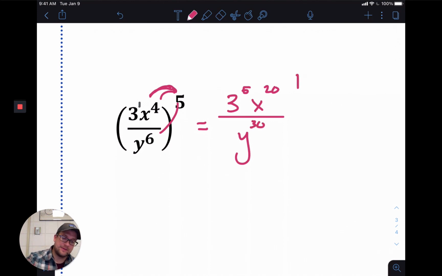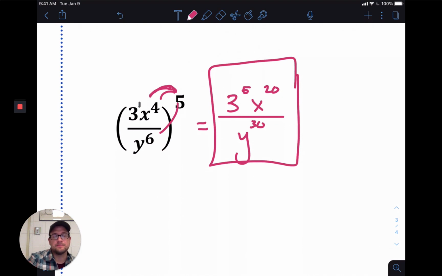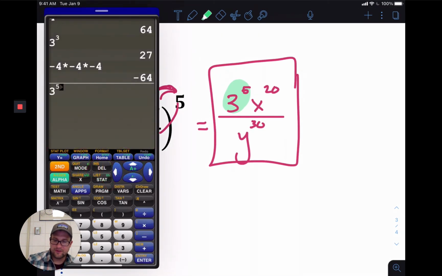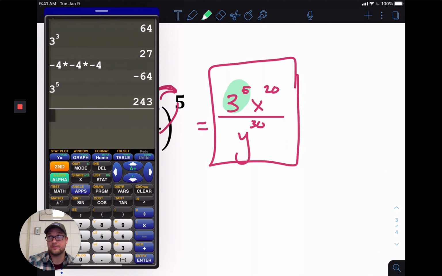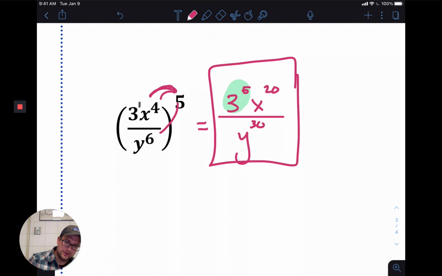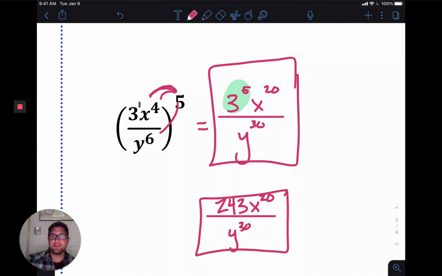Now that's a good answer right there, and you might see that as a final answer. Sometimes, depending on the problem, you might actually see 3 to the 5th multiplied out. So we should make sure we can get that too. Easy way to do this is to use a calculator. 3 to the 5th power, or 3 times 3 times 3 times 3 times 3, is 243. So you will be left with 243 x to the 20th over y to the 30th. And that's good too. Either one of those 2 answers is going to be okay and acceptable for us.